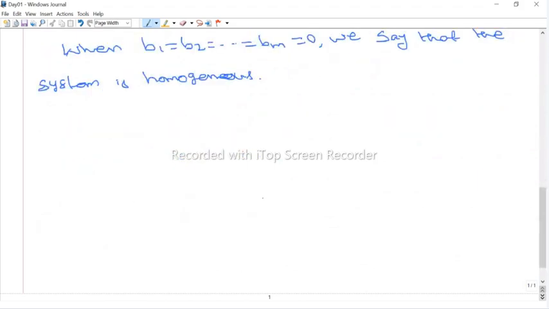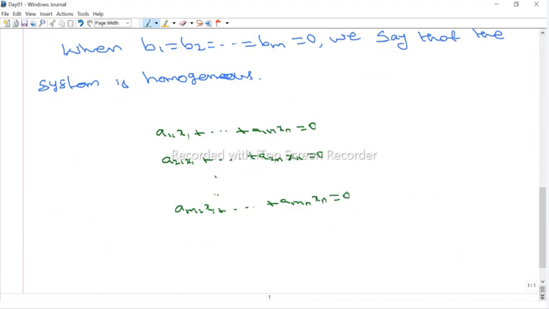Suppose we have a system of homogeneous equations: a11 x1 plus etc. plus a1n xn equal to 0, and then a21 x1 plus etc. plus a2n xn equal to 0, and so on. The last, mth equation: am1 x1 plus etc. plus amn xn equal to 0. So this is a homogeneous example. Everything on the right is 0.